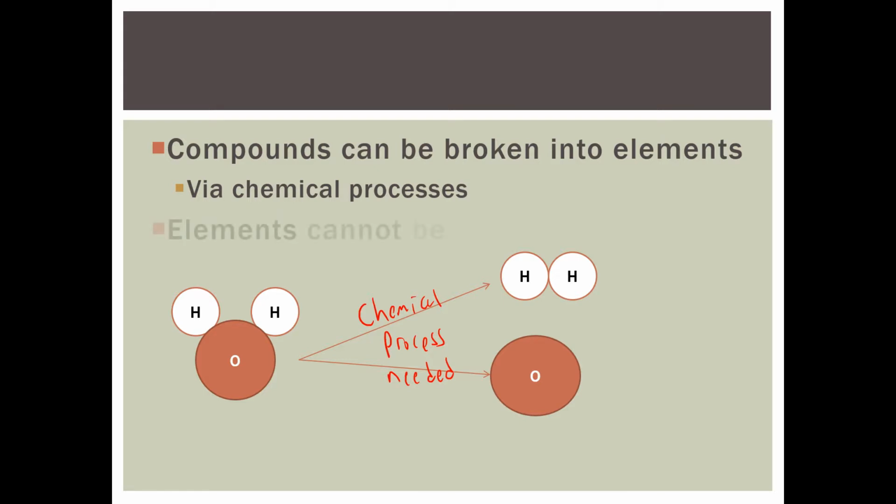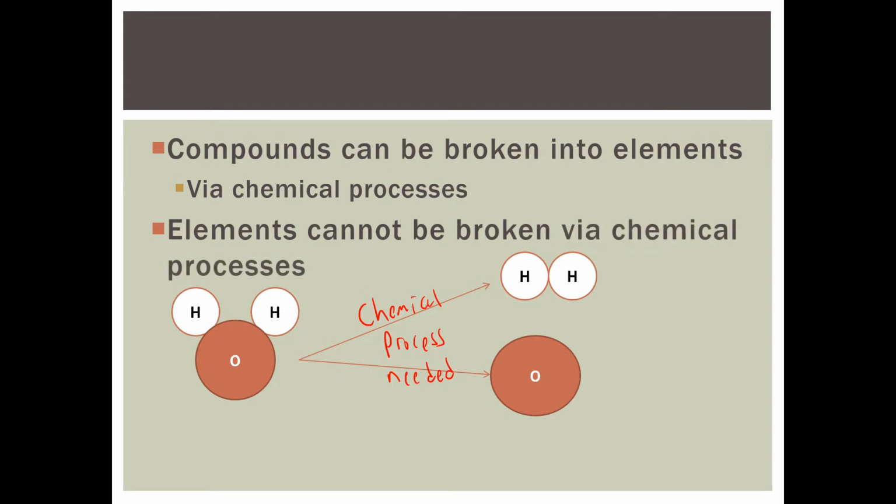Okay. By contrast, elements cannot be broken down via chemical processes because, as we mentioned earlier today, elements are made up of a single type of atom, and the atom is the part that retains its identity. If we break down the atom, then it's no longer the element, it just becomes electrons, protons, and neutrons.